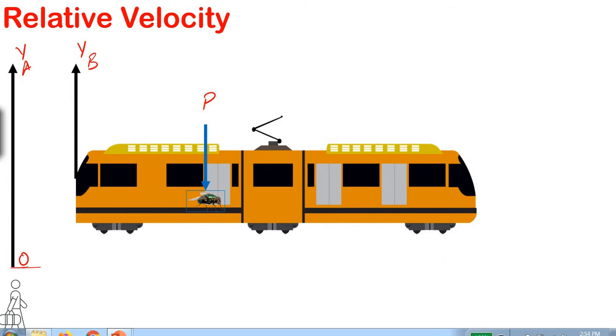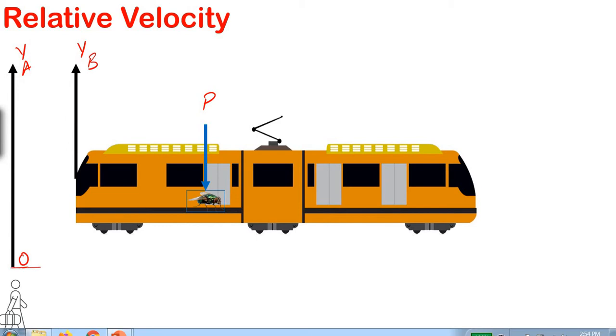The interesting aspect is that for whoever is sitting inside the train, the motion of the fly is slow motion, whether it is in the forward or the reverse direction. But for the person standing outside on the ground, the speed of the fly's movement will be significantly larger. It depends on the speed at which the train is moving. So let's try to understand this concept.